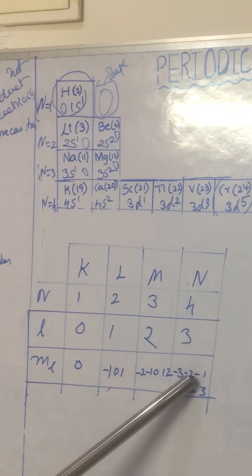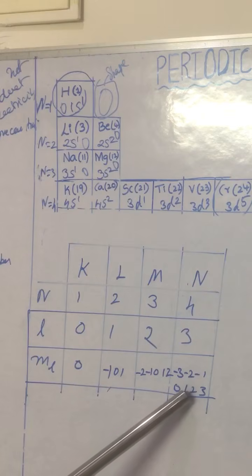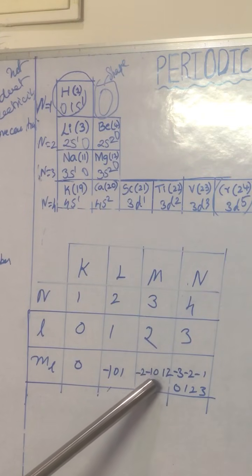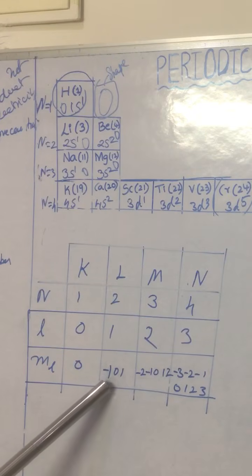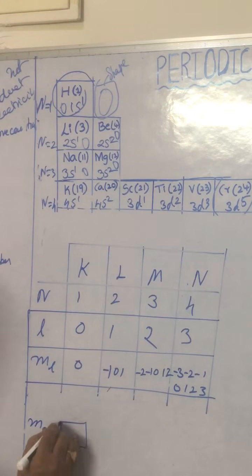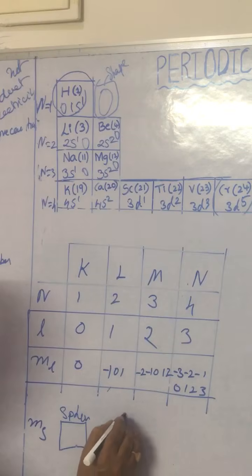Minus 3, minus 2, minus 1, 0, 1, 2, 3. 7 boxes. Here 5: minus 2, minus 1, 0, 1, 2, 5 boxes. Next, write down MS. MS for sphere: 1 box. This is sphere, 1 box. There are P. P, how many? 3 boxes. Right.